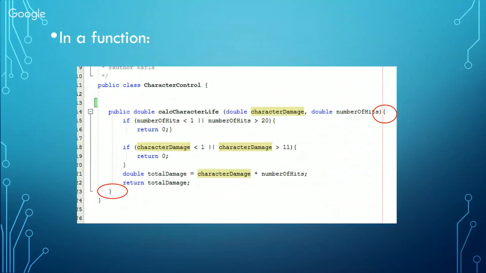Now, the lifespan of variables in a function: this character damage variable can only be used within this character control function. If this character control class had any other function, we wouldn't be able to call this character damage variable and use it in any other function. This is the lifespan of these variables, within these curly braces here.